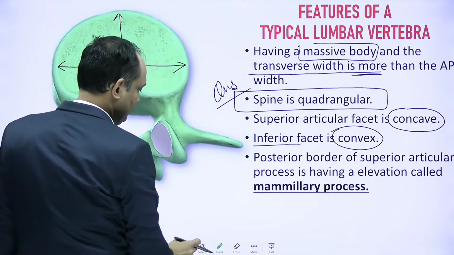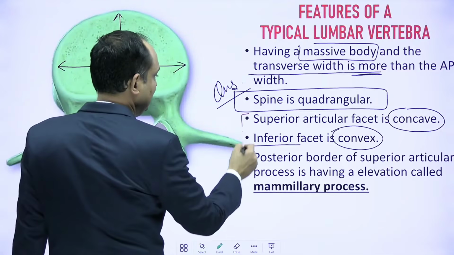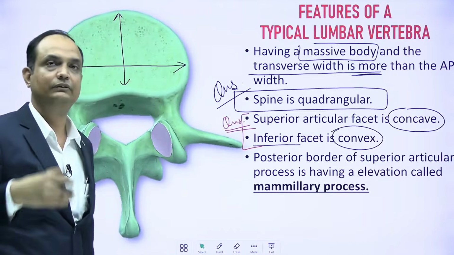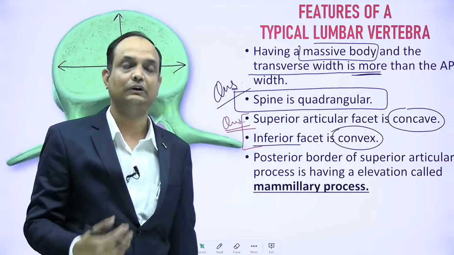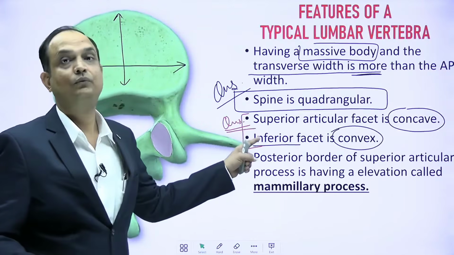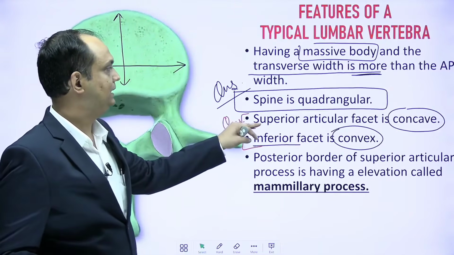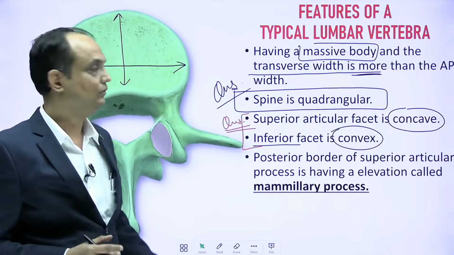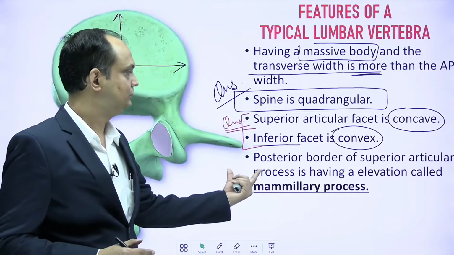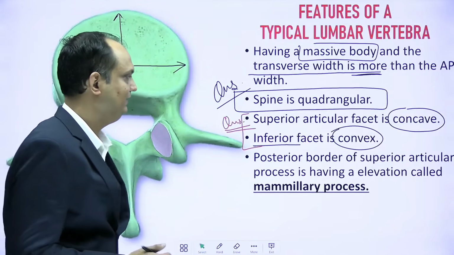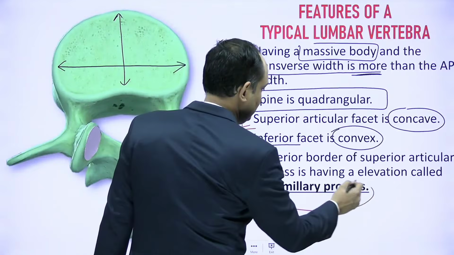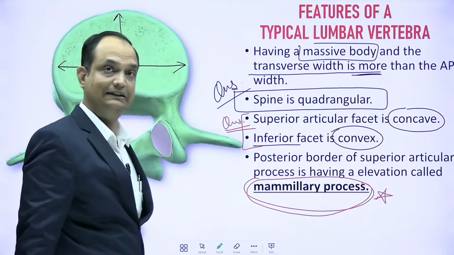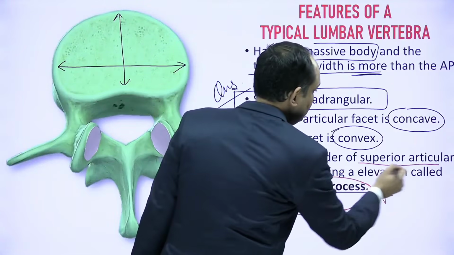Now this is again a very commonly asked question in your exam: what is the shape of the facets of lumbar vertebra? Because when you see the shape of cervical and thoracic facets, they are flat, while the superior and inferior articular facets of the lumbar region are concave and convex. The posterior border of the superior articular process has an elevation known as the mammillary process.